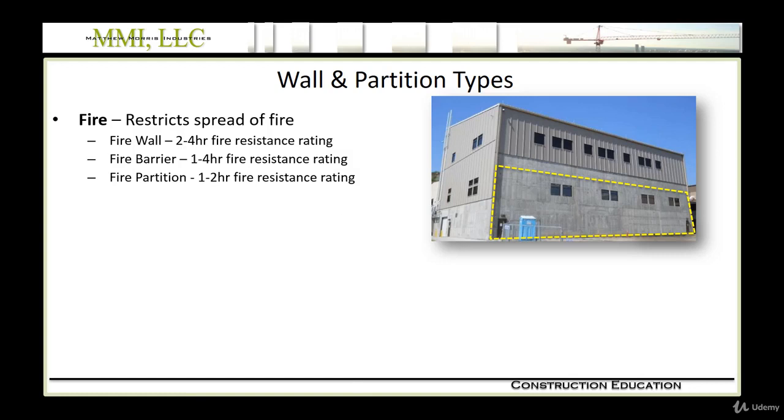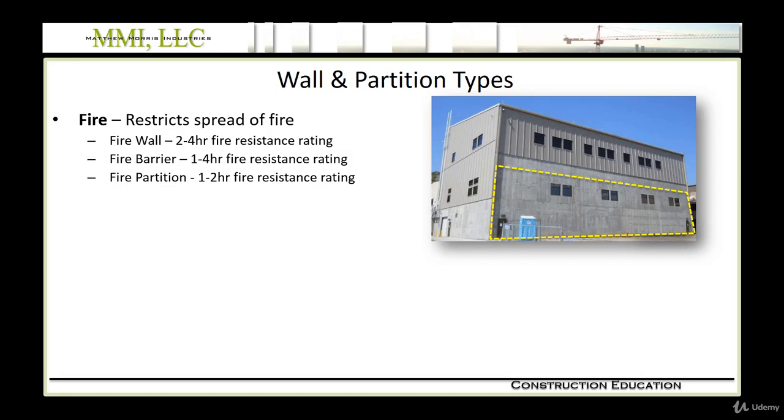Fire partitions would be your third option. A fire partition separates units of a residential occupancy, for example. It separates tenants in a shared retail location, such as a mall. And where we see this most often would be in corridors or elevator lobbies, where we need some sort of rated partition. And as I described in the slide, 1 to 2 hour fire resistance rating. In some cases, you can go down to a half-hour fire resistance rating.